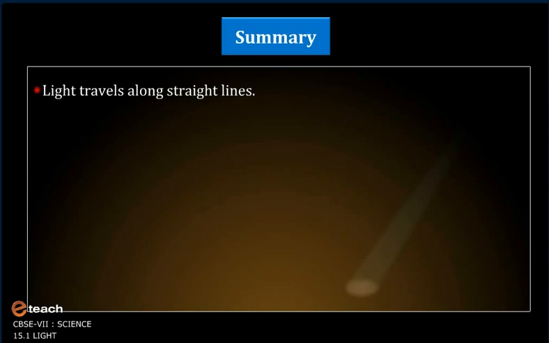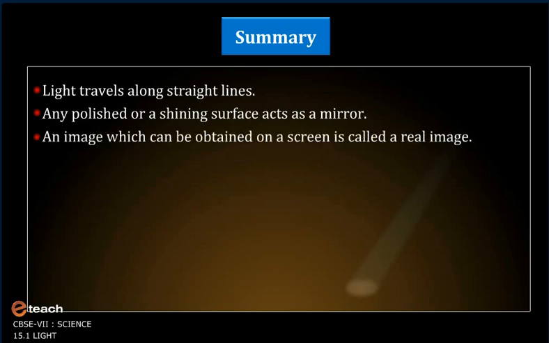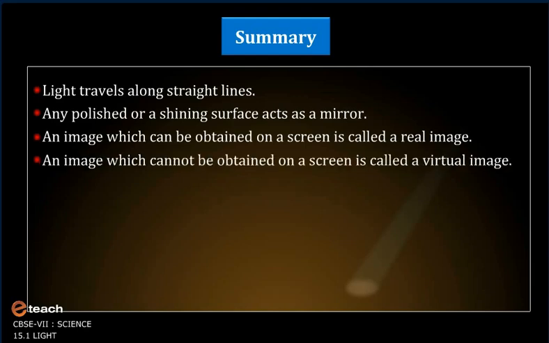Summary. Light travels along straight lines. Any polished or a shining surface acts as a mirror. An image which can be obtained on a screen is called a real image. An image which cannot be obtained on a screen is called a virtual image.